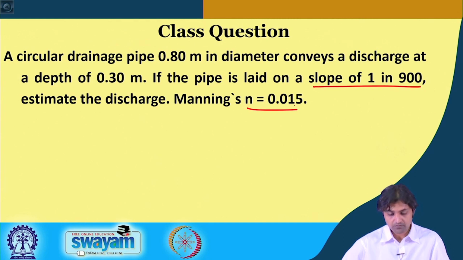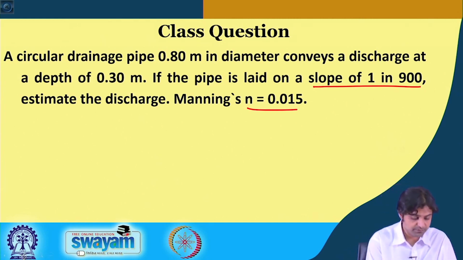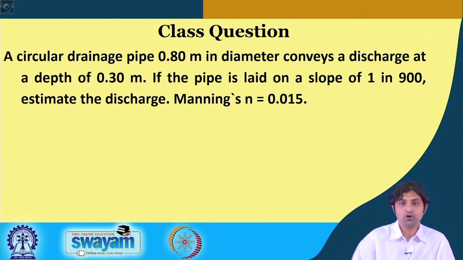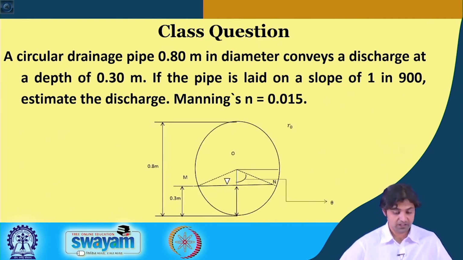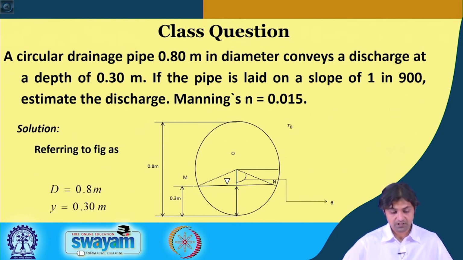Most importantly you have to always find out the area and the wetted perimeter. This is a circular drainage and it will look something like this. So, the D is 0.8 meter and Y is 0.30 meter.